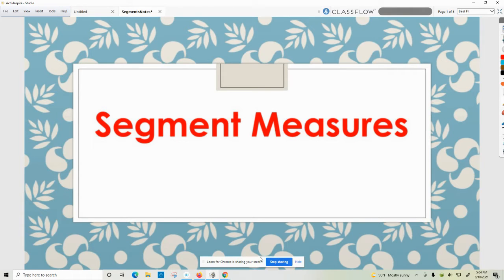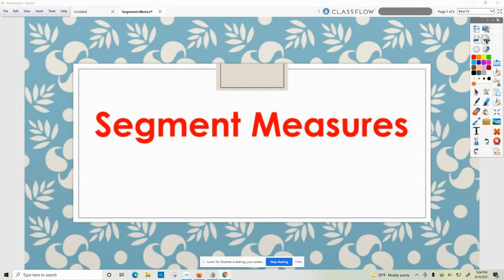Today we are going to start looking at some segment information, being able to do our midpoint, looking at segment addition, doing bisectors.